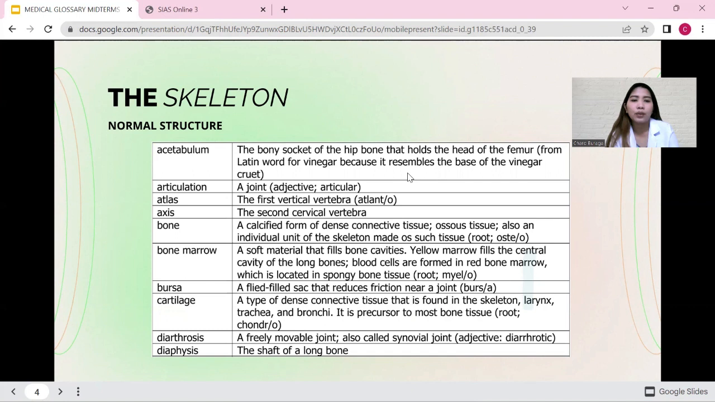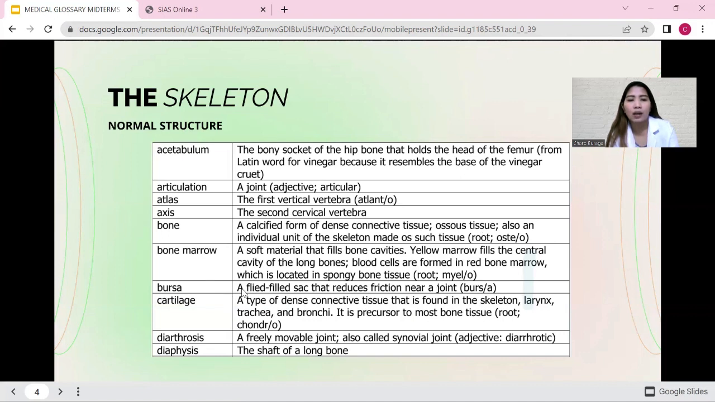So what do you mean by bone? So a bone is a calcified form of dense connective tissue, osseous tissue, also an individual unit of the skeleton made of such tissue. So pag sinabi mong bone, osteo. Okay? Osteo. Bone. Osseous tissue. Usually, dyan din pag nag-inject, pwede rin dyan, osseous tissue.